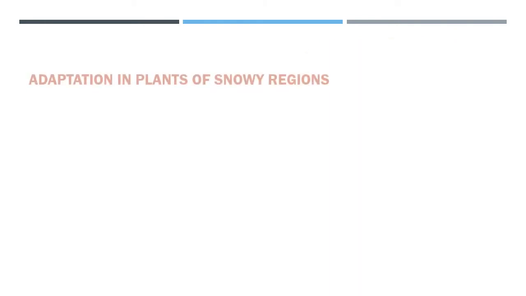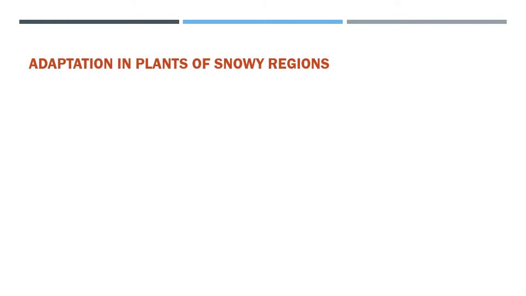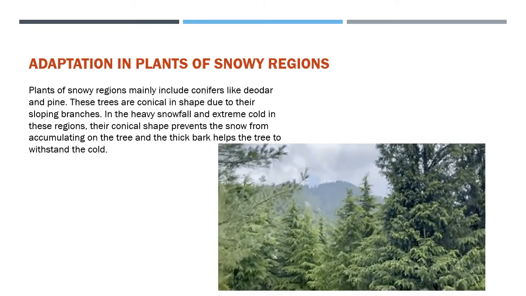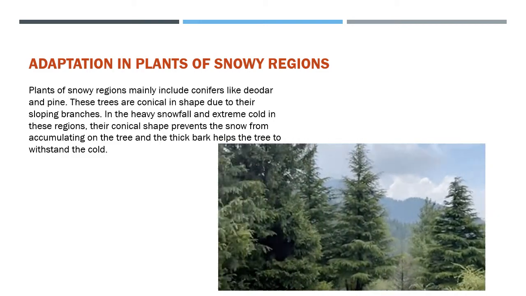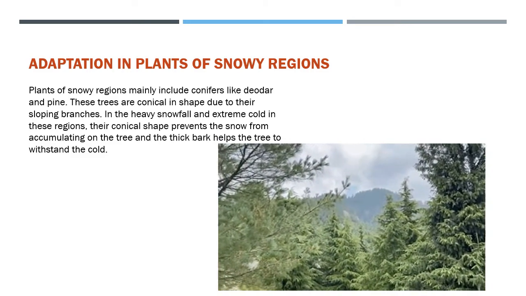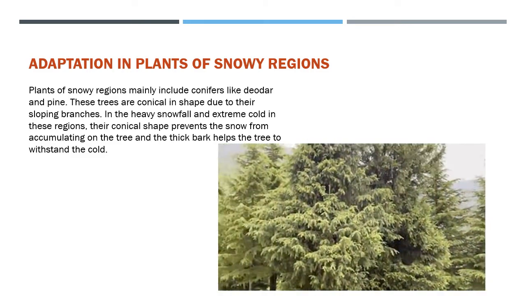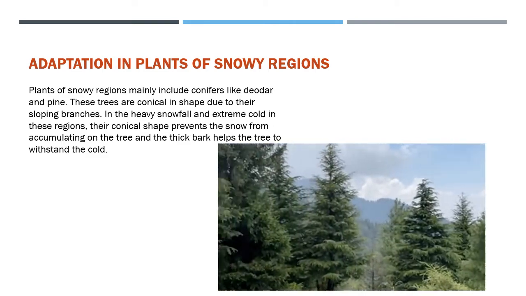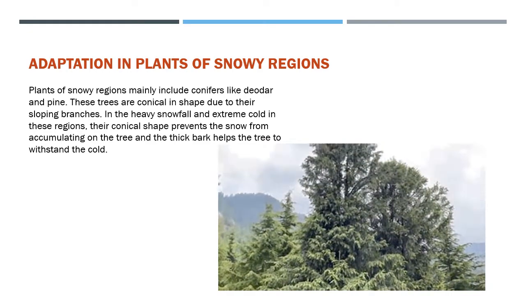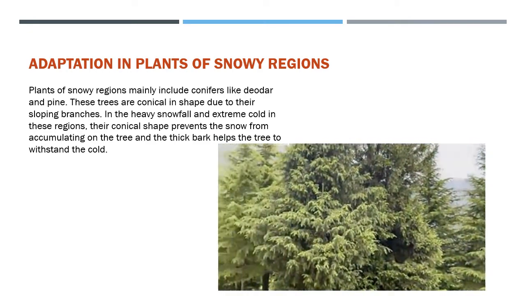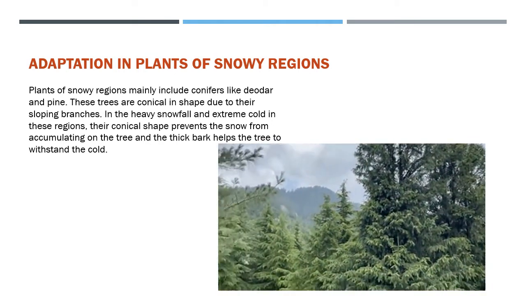Adaptation in plants of snowy regions. Plants of snowy regions mainly include conifers like deodar and pine. These trees are conical in shape due to their sloping branches. In the heavy snowfall and extreme cold in these regions, their conical shape prevents the snow from accumulating on the tree, and the thick bark helps the tree withstand the cold region.